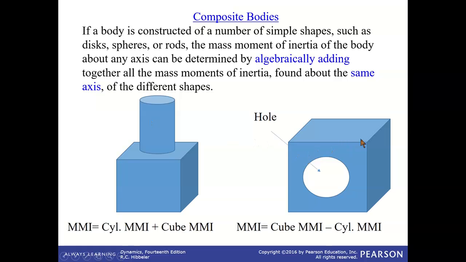Now consider this example on the right, where we have a cube, but now we have a hole through the cube. So its moment of inertia is the moment of inertia of the cube minus the moment of inertia of the cylinder, because this cylinder is actually considered as a hole. Or in other words, the hole is considered as a cylinder. So see the algebraic addition. If the parts are joined together, their volumes are added, then you use the plus sign. When the volume is removed, then you use the minus sign.